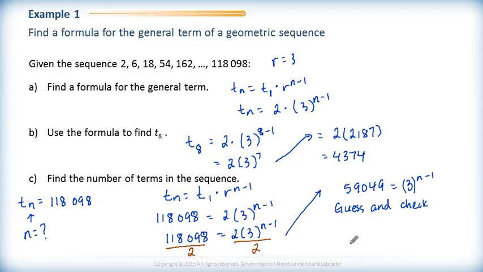And at this stage, because you don't have more experience with exponents, we'll guess and check that 3 exponent 10 is the same as 59,049. So we have 3 exponent 10 gives you 3 to the n minus 1. So what number subtract 1 gives us 10? That's going to be 11. In a nutshell, we can just cross off those bases. 10 equals n minus 1. So we have 11 terms.